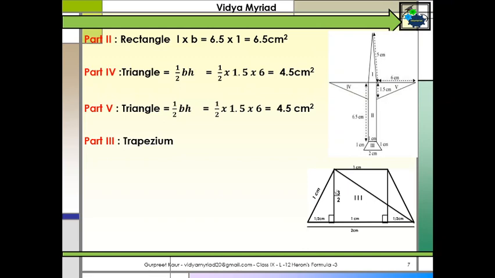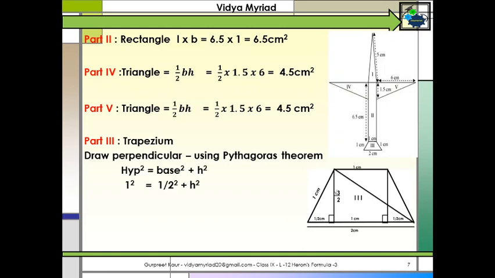I have made this figure for you little enlarged form so that you understand what I want to say in this. Now this area of trapezium, how will I find out? I draw the perpendicular and with the help of Pythagoras theorem I will find out its height. How this root 3 upon 2 has come? See, what is the formula? Hypotenuse is equal to base square plus h square, that is height square. Hypotenuse is already given to me as 1.